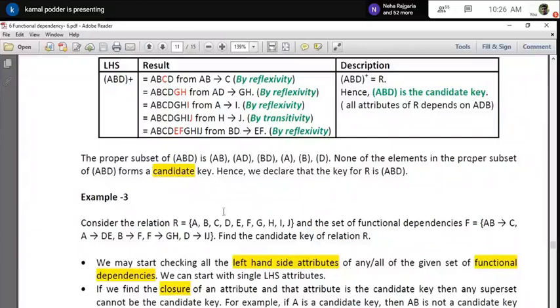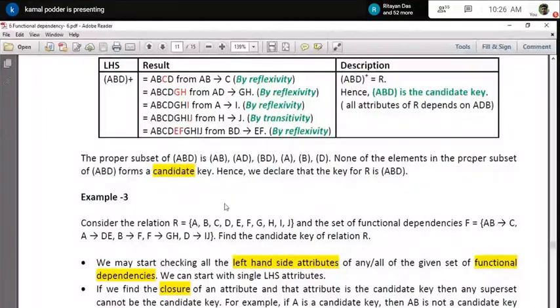Okay, and that is the reason that the first time you get something, you should not directly say that it is a candidate key. Okay, you should say it is a super key. And when you take any subset of ABD and find its closure, and cannot find that the closure contains all the attributes of the relation, then you can say this is a candidate key also.